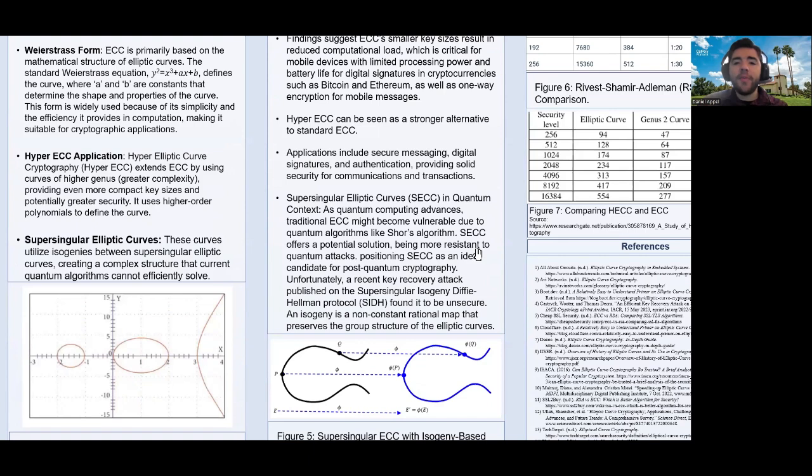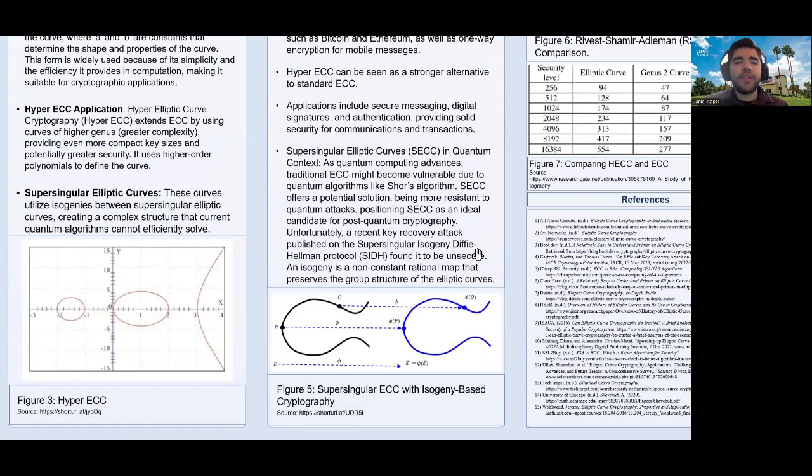And supersingular elliptical curves were actually found just recently to be insecure. There was a recent key recovery attack that was published, and it found that it was able to solve the proposed algorithm in under an hour, which means it's very insecure. So it essentially shut down the future of using isogeny-based elliptical curves for any kind of future quantum algorithms.